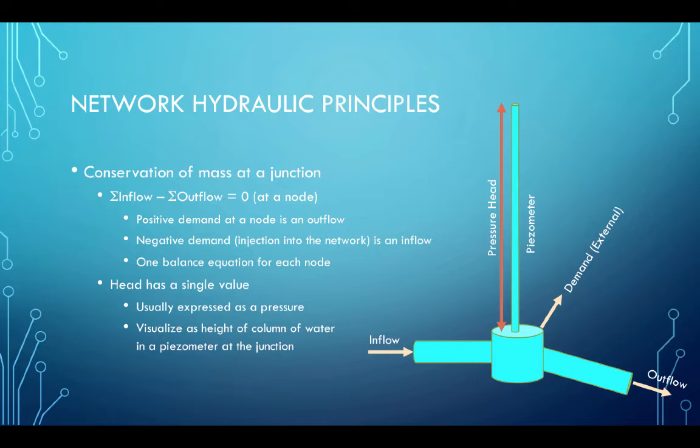The two major principles are that there's conservation of mass at a junction, where the inflows minus the outflows equals 0 at the node. Demand is considered an outflow. It's usually moved to the right-hand side of that balance equation and expressed as a positive number. The head at a node is a single value. It's often expressed as a pressure, but you can visualize it as the height of a column of water in a piezometer at the junction.